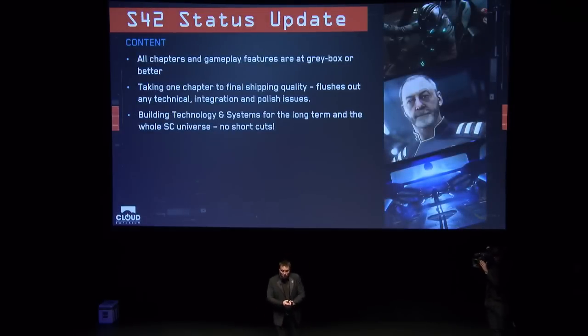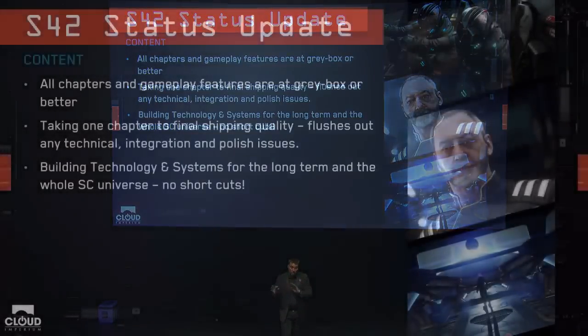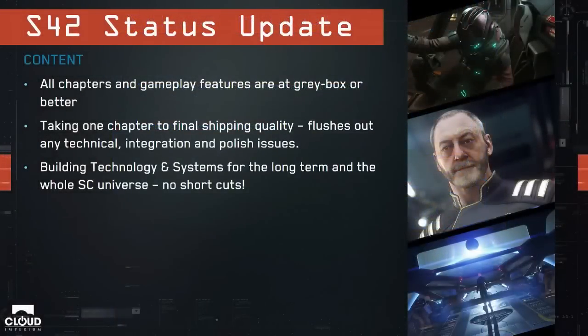So right now where we're at in Squadron 42 is all the chapters and gameplay features are at gray box or better. So gray box is when we've had everything blocked out, all the actions done, we've balanced it for what we think will be fun or not, but it doesn't have the final assets, the final polish, and things like the AI that I was talking about. We are currently taking one of the chapters of the story all the way to what we would consider final shipping quality. The idea would be to flush out all the technical integration and polish issues you would get with that.